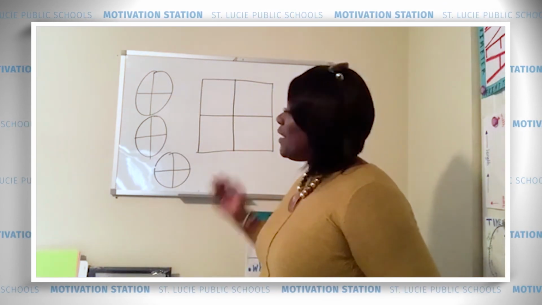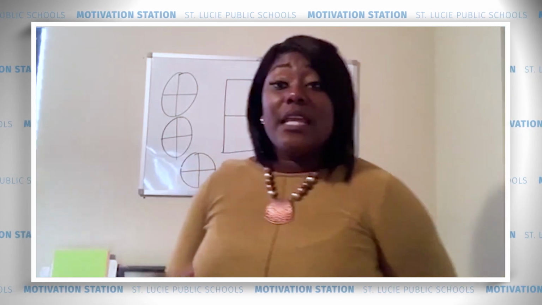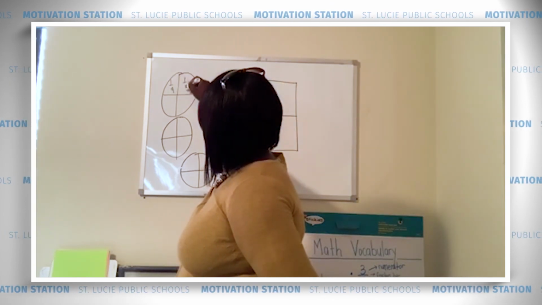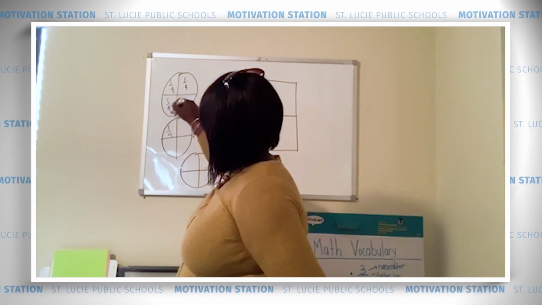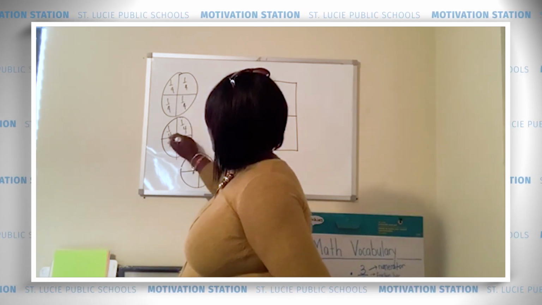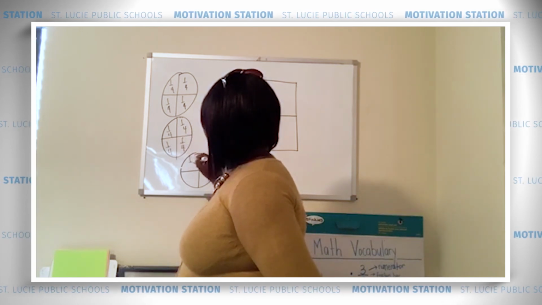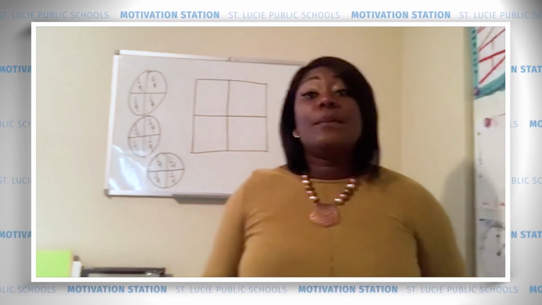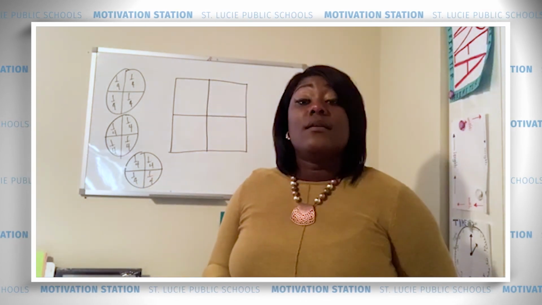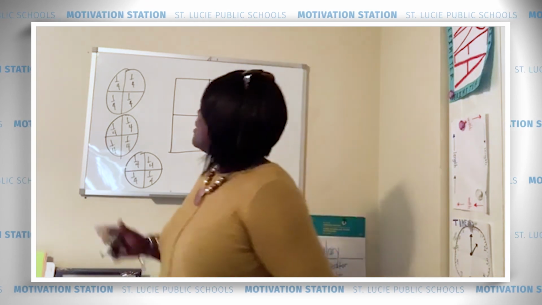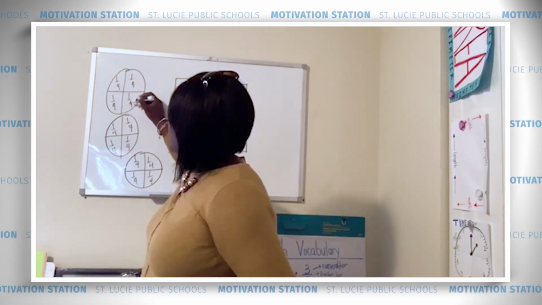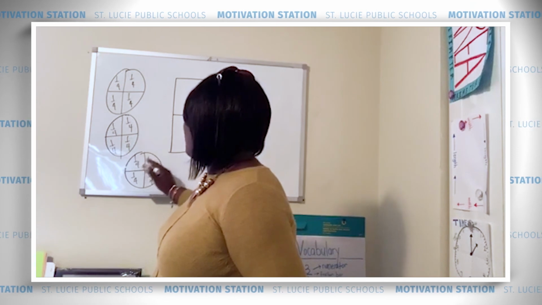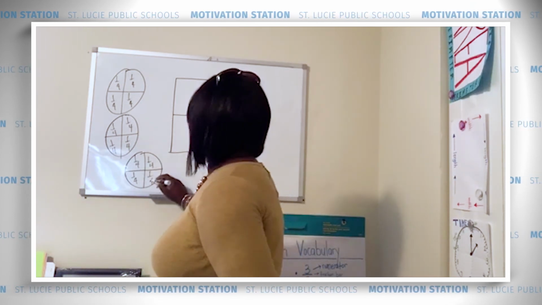If I take these three cookies and I separate each of them into four parts, I will have fourths. Do I still have three whole cookies? Yes, I do. Those whole cookies are now separated into fourths. Each cookie is separated into four fourths. So I have 1/4, 2/4, 3/4, 4/4, 5/4, 6/4, 7/4, 8/4, 9/4, 10/4, 11/4, 12/4.